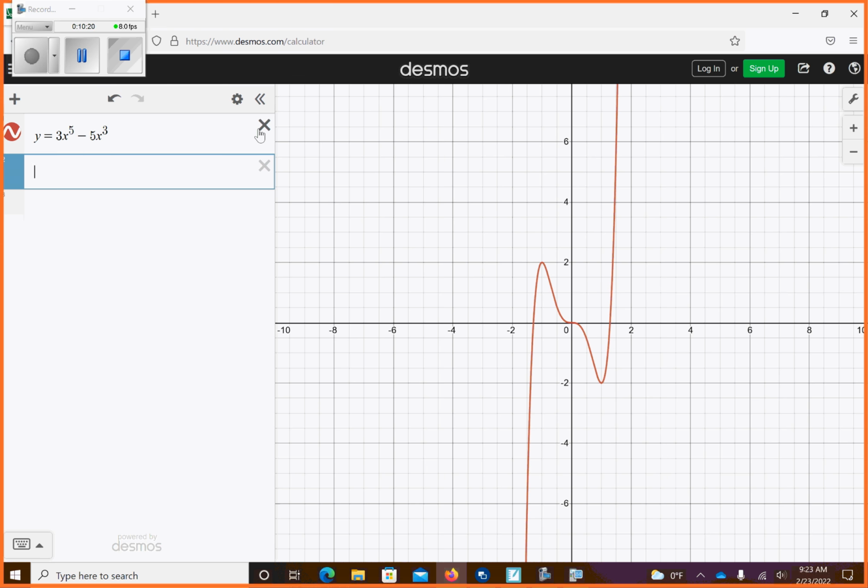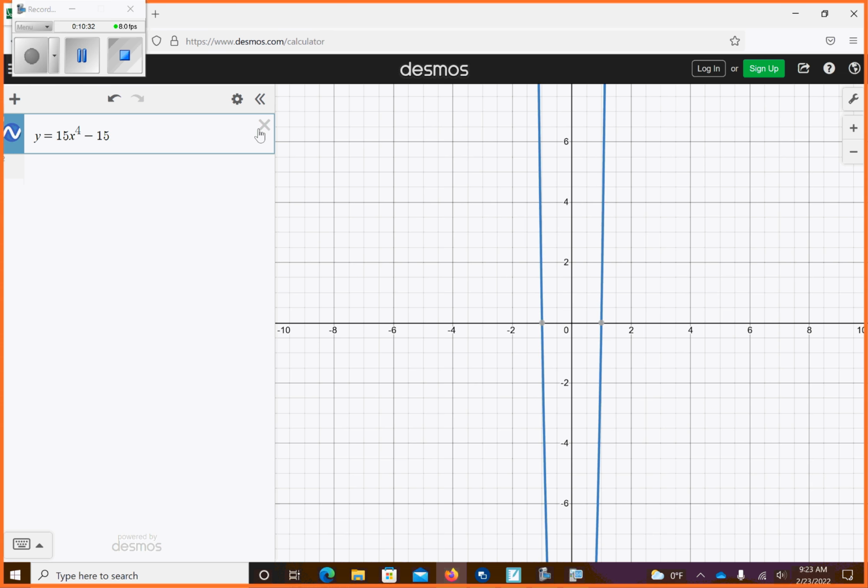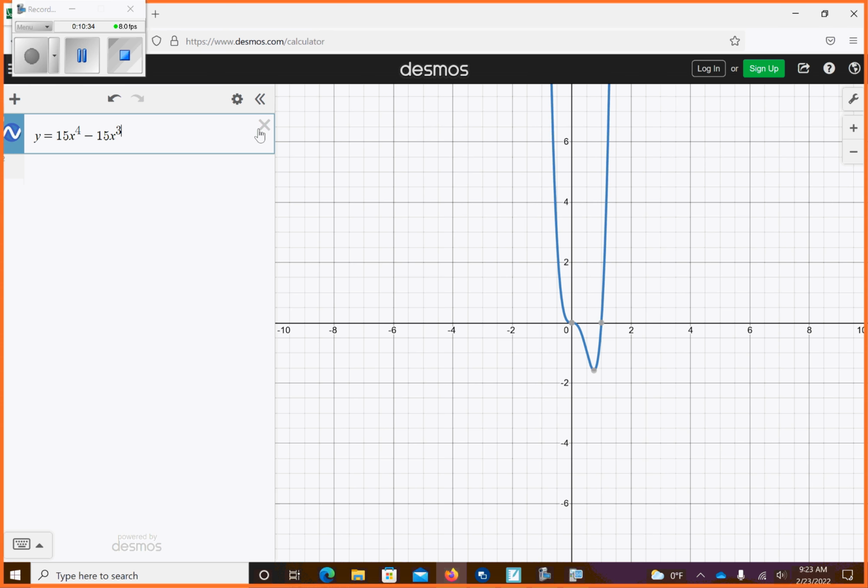Let's do this. What's our derivative? Y equals 15x raised to the fourth minus 15x raised to the third. We have a negative slope, point of inflection, negative. Okay. I don't know why I'm off.